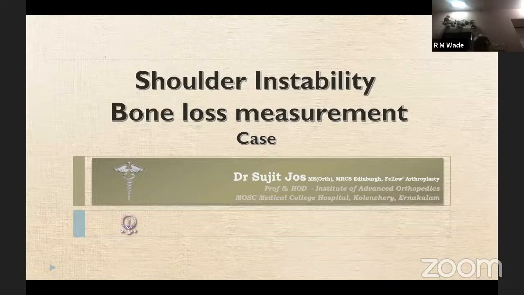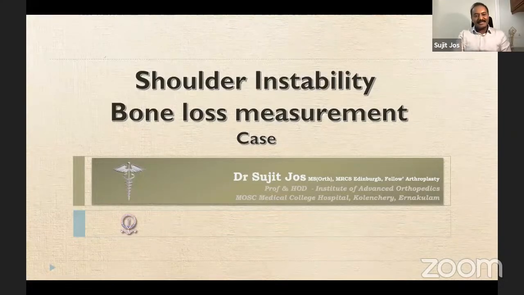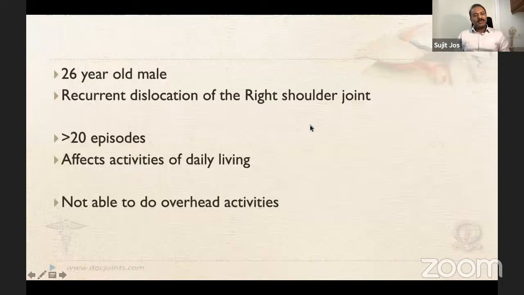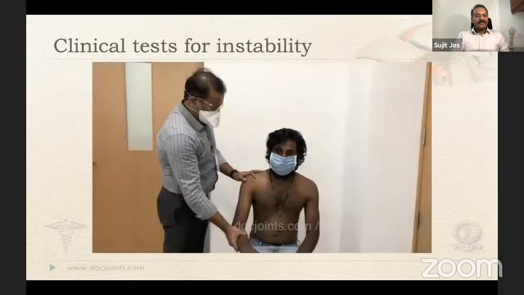All right, so I'll go through a case. A 26-year-old male patient. He had recurrent dislocation of the right shoulder. There were more than 20 episodes, he was quite unstable, and his activities of daily living were affected. He wanted to do overhead sports. He used to play badminton, and he was a bowler as well. Everyone plays cricket in India. So he was not able to do both with his shoulder, which he wanted to return to.